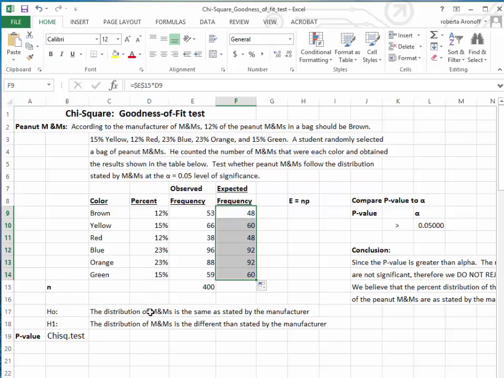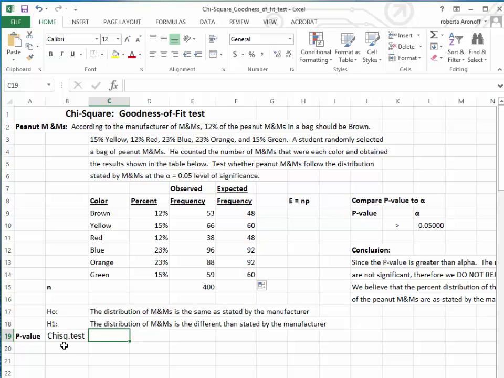Now we're going to state the null and the alternative hypothesis. The null hypothesis states that the distribution of M&Ms is the same as stated by the manufacturer. For the alternative, we want to determine if the percent distribution is different than that stated by the manufacturer. What we're going to do is get the p-value, which tells us what percent of the time we would expect the number to be different. Is it significantly different?